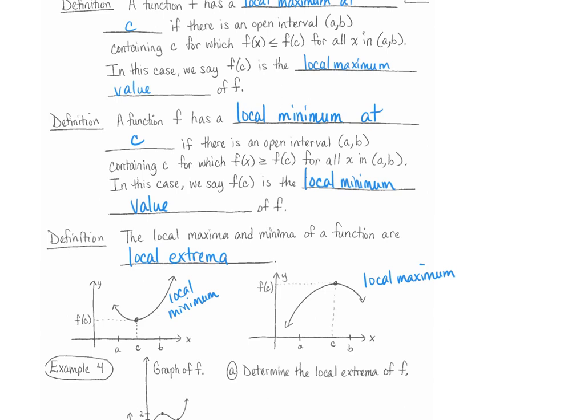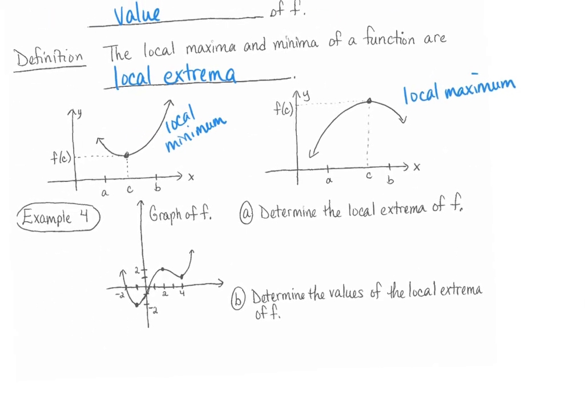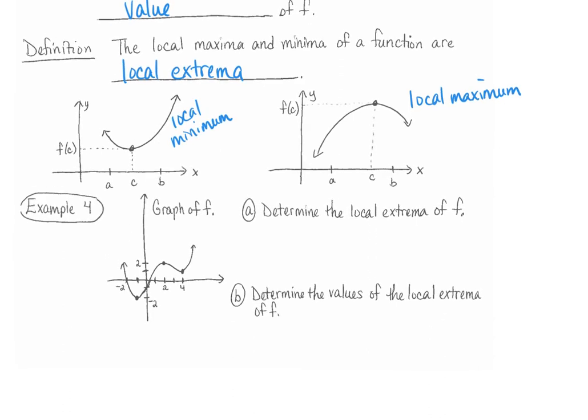All right, so let's look at example 4. Determine the local extrema of f, and then in B, determine the values of the local extrema of f. So here, in part A, I'm asking you where do the local extrema occur? And in B, I'm asking what are the values? So let's talk about our local minima. Where are our local minima?